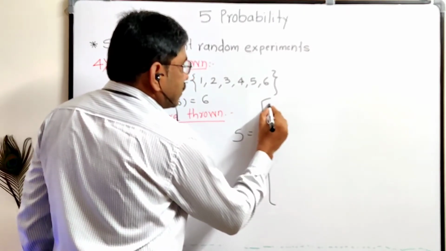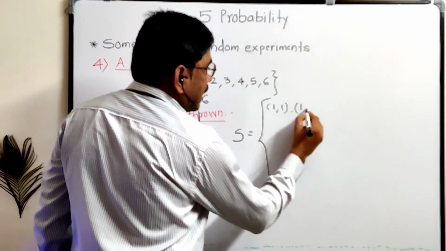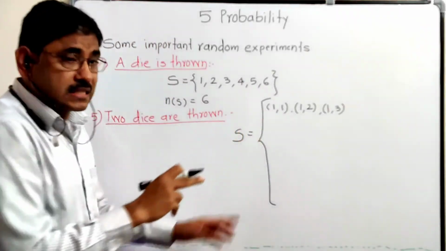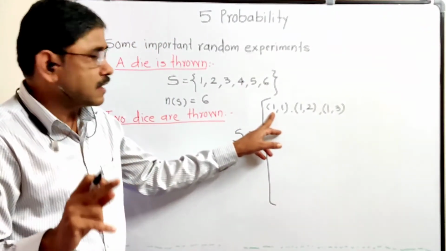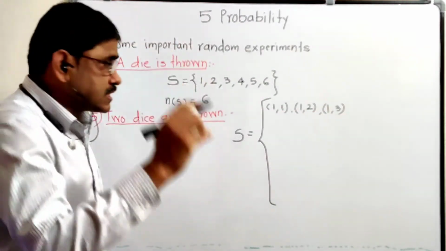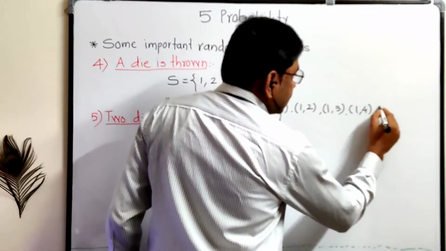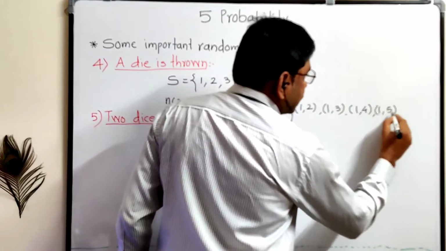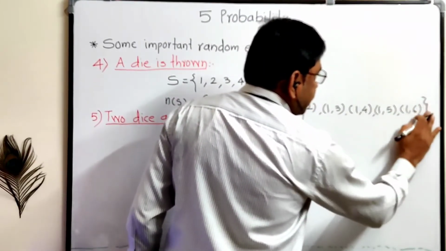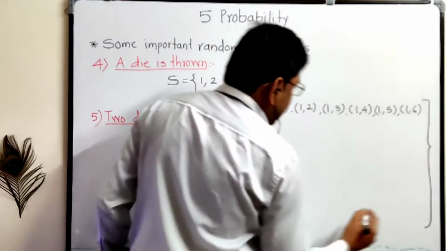Here we get (1, 1), then (1, 2), (1, 3), means on the first face 1 is constant. On the second face it changes 1, 2, 3, 4 up to 6. So we get this (1, 4), then (1, 5), and the last one is (1, 6). So in this way we have to write up to 6.